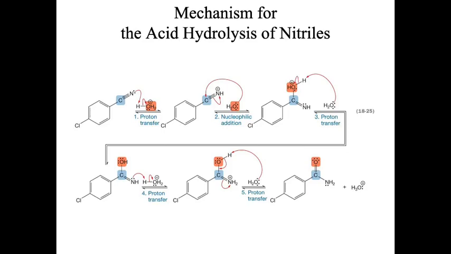This mechanism should look insanely familiar because this is the mechanism that we did for the hydrate. It is the mechanism that we did for the acetal. It's the exact same. You're just following those charge states through a reaction.